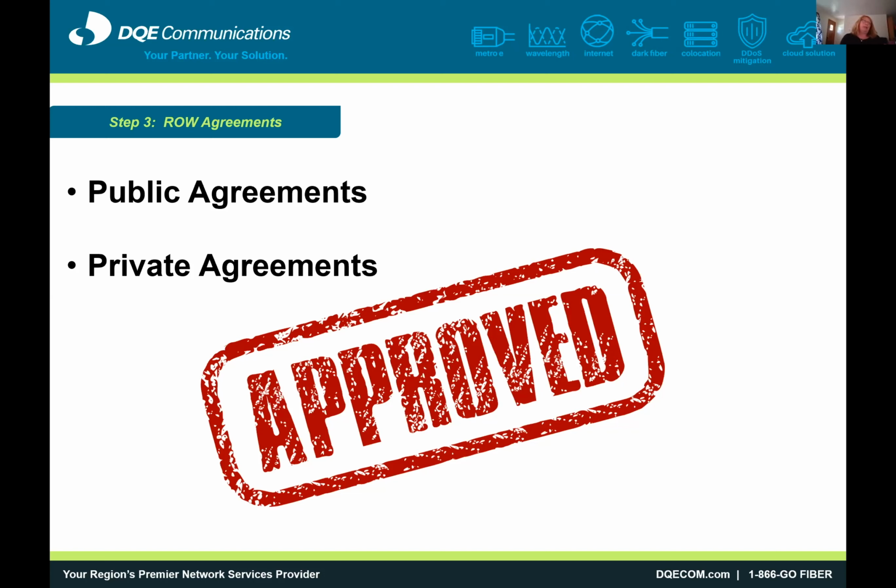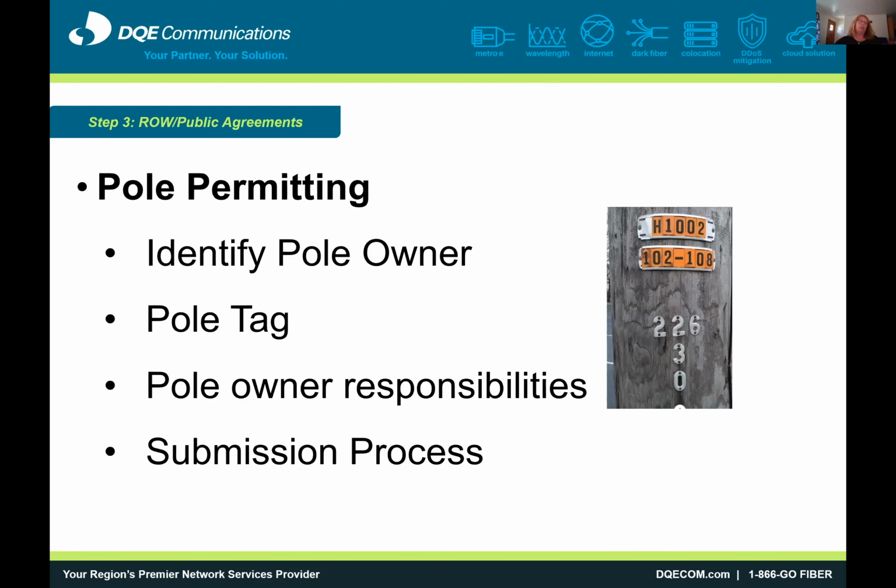So, for pole permitting, the first step in the process is to identify the poles needed. Once you figure out what poles you need to attach to, now you need to identify the pole owners. I usually start by looking at the pole tags. Pole tags on each utility pole really give you a lot of information. So you look at the pole tag and you identify the pole owners.